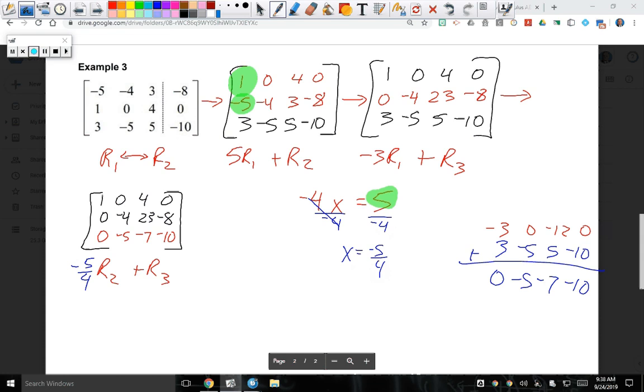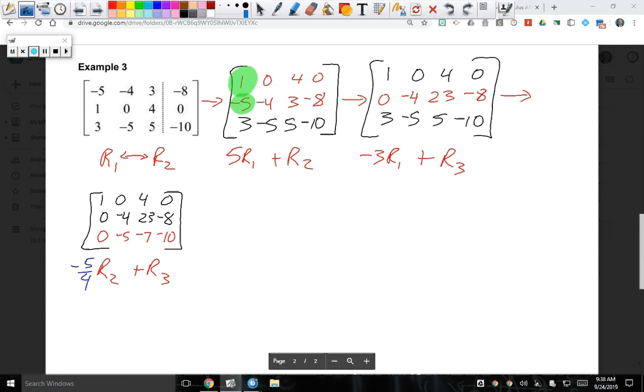Okay? That's huge. These are as difficult as they get. They don't get any more difficult than this. Okay? So here we go. Let's do some scratch work. Negative 5/4 times row 2 would be 0, 5. What's negative 5/4 times 23? So negative 5/4, here we go, 5/4 times 23.